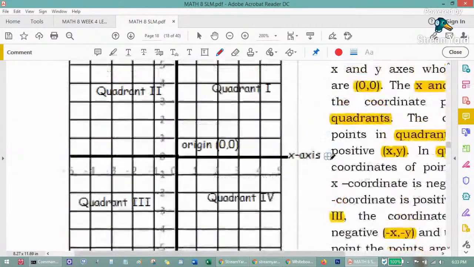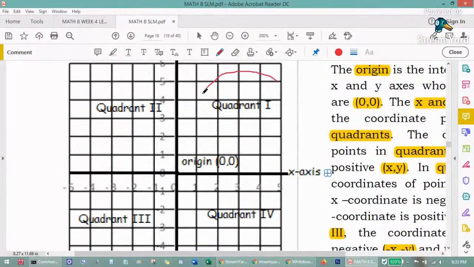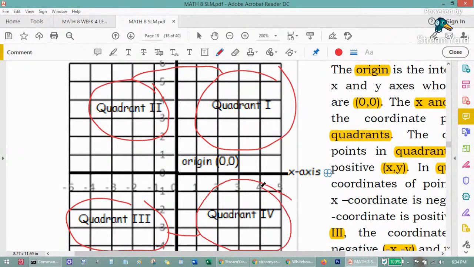So, dito tayo mag-uumpisa. This is quadrant 1, and then counterclockwise: quadrant 2, and then sa baba is quadrant 3, and then dito sa last one is quadrant 4. Pabilog, pabalik. Okay, ang ikot pabalik. Pabalik. Counterclockwise.